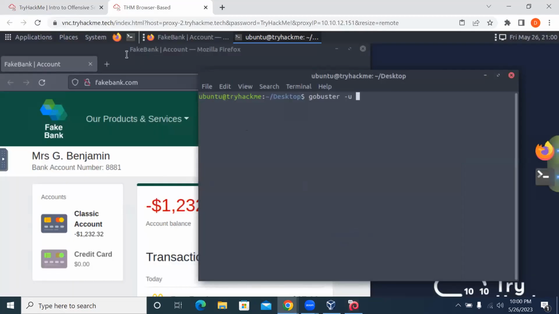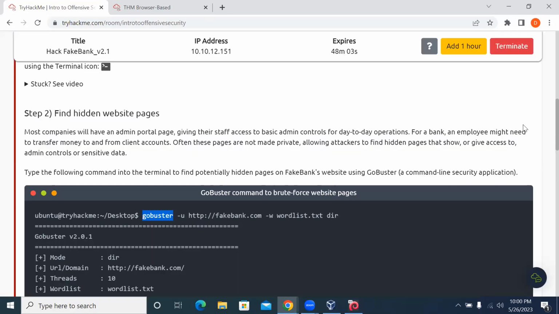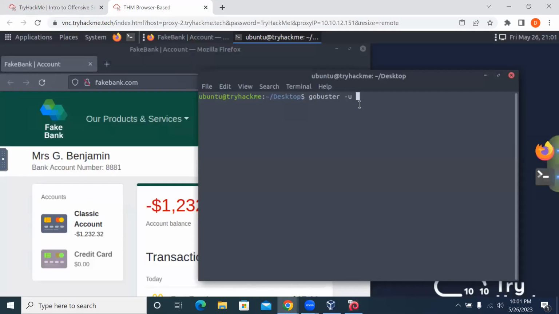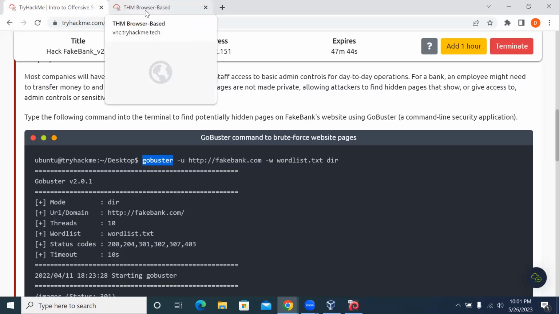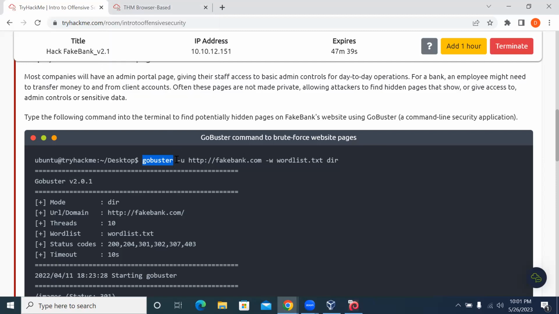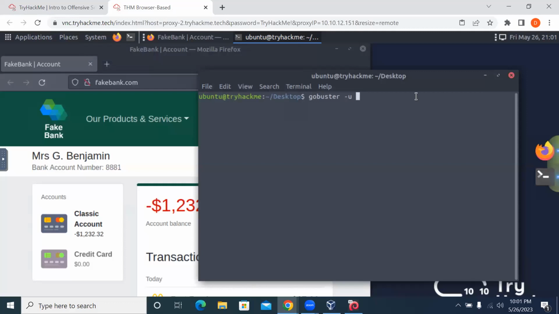Our task is saying we should use GoBuster and then do this command that they have here for our fake bank. And we use the word list dir. So they have a word list there, the wordlist.txt. So we should use that. Like we were told, this is a pre-configured platform, right? So you do your -u, then you specify the domain that you want to scan through, then -w, the word list, then the type of scan you want to do. So let's go ahead and do that.